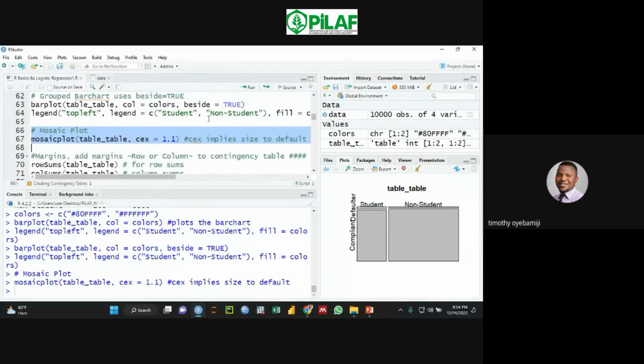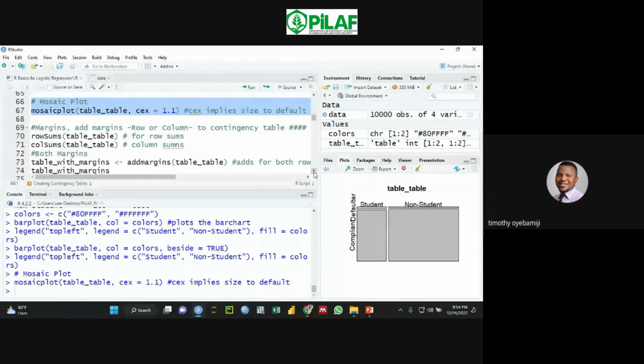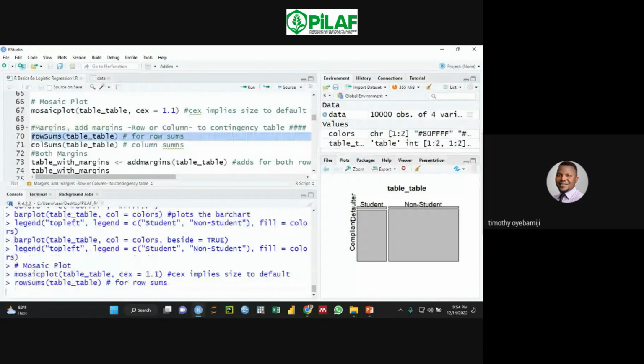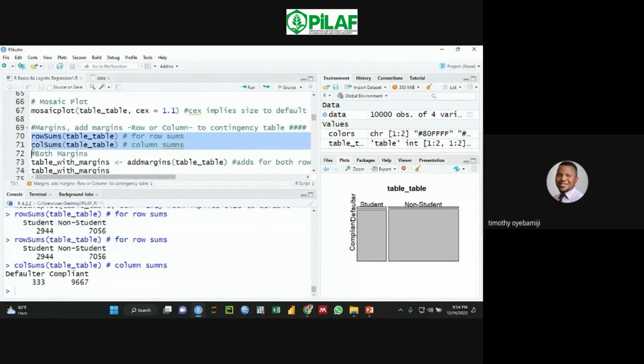All right. Now, back to our contingency table. We've had the simple contingency tables before. We can check their row sums and the column sums. For the contingency table, the sums by row is for total students 2944, non-students, and so on. Then for column, the defaulters we have 333, and the compliance we have 9,667. You can see it is still agreeing with what we have from the basic table as well.